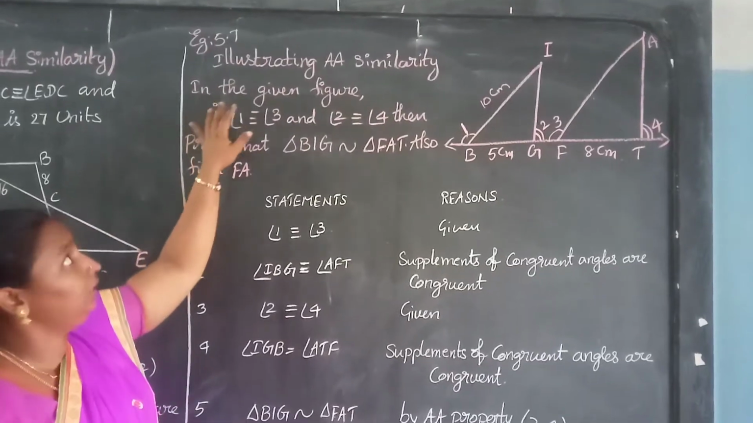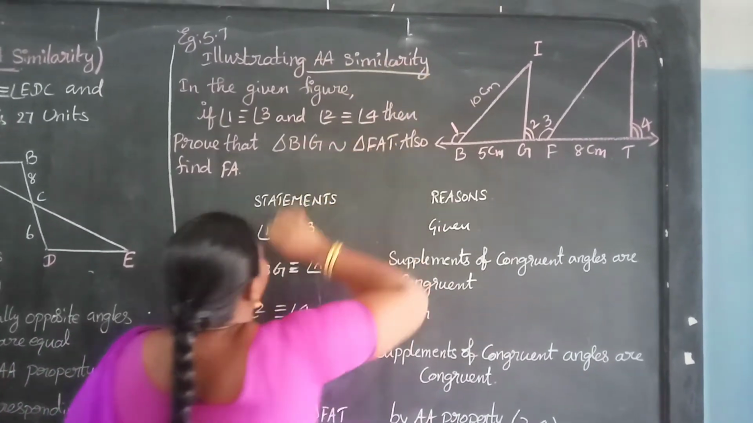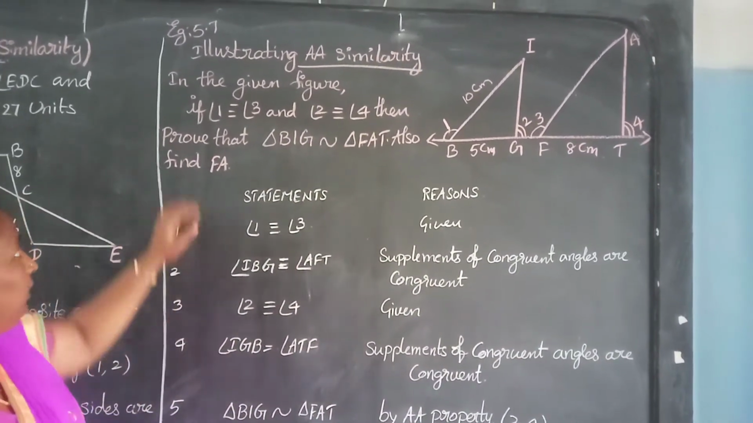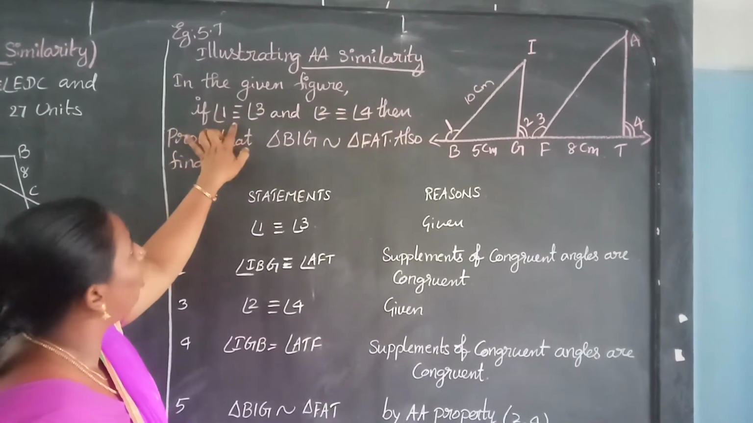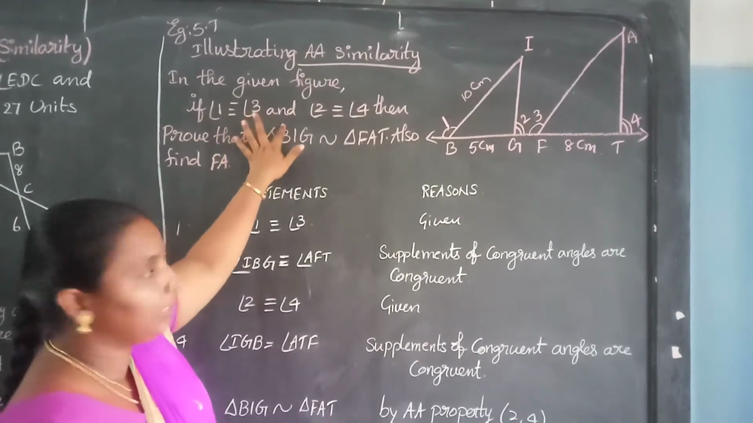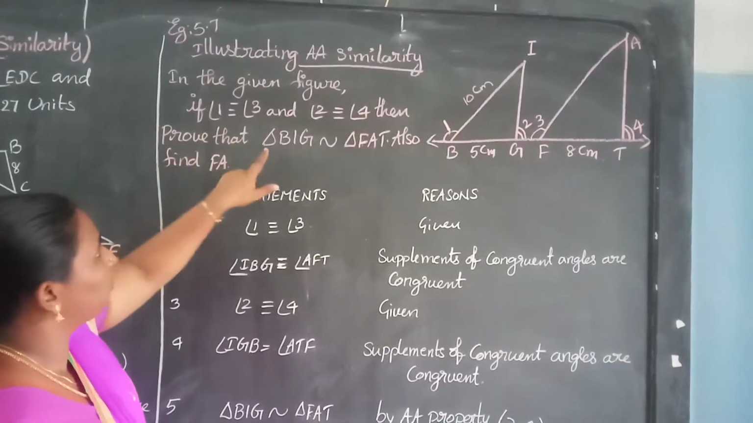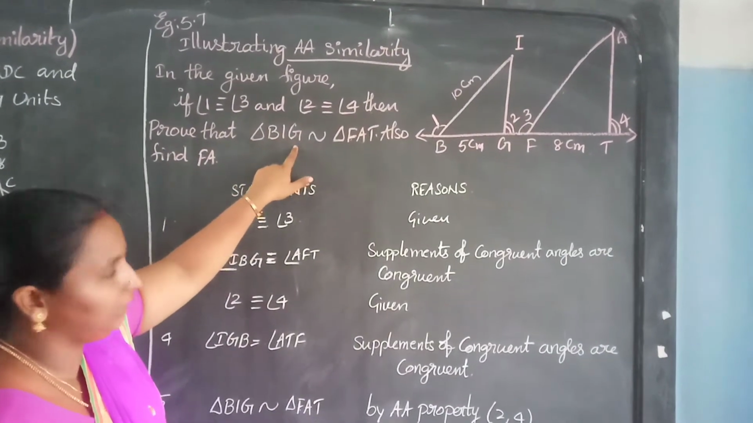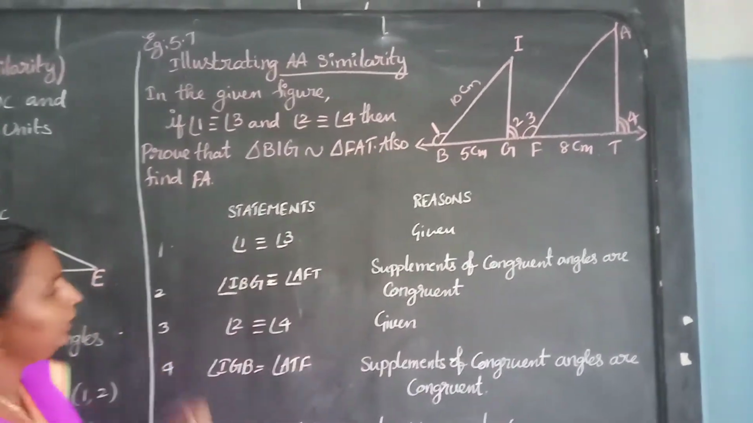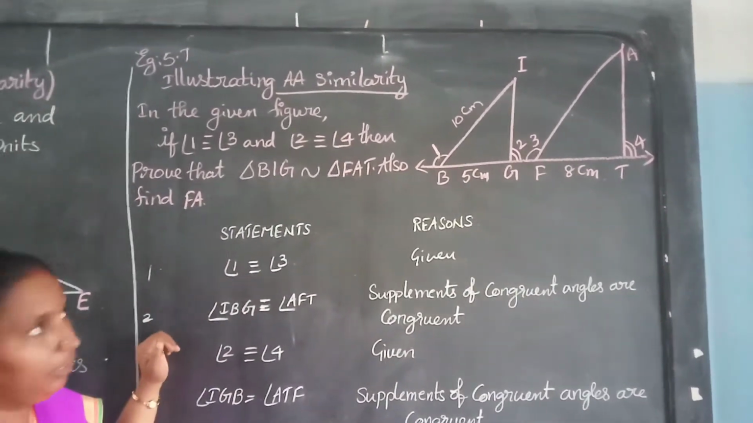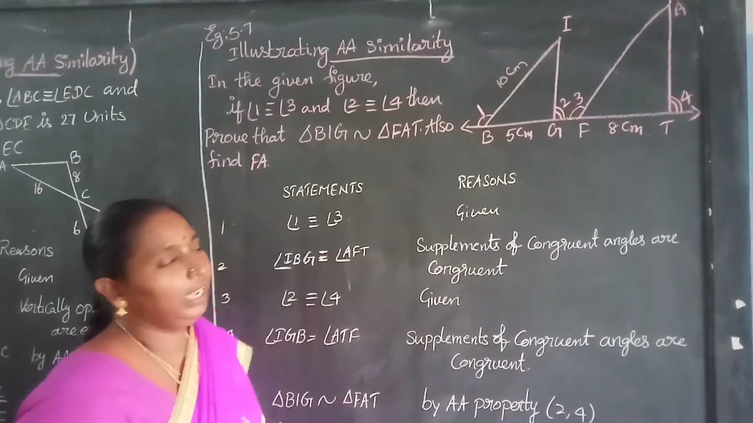Example 5.7, illustrating angle similarity. So here also we are going to apply that angle similarity. See the sum. In the given figure, if angle 1 is congruent to angle 3 and angle 2 is congruent to angle 4, then we have to prove that triangle BIG is similar to triangle FAT. Also find FA. So length of FA we are going to find, and we have to prove that triangle BIG is similar to triangle FAT.